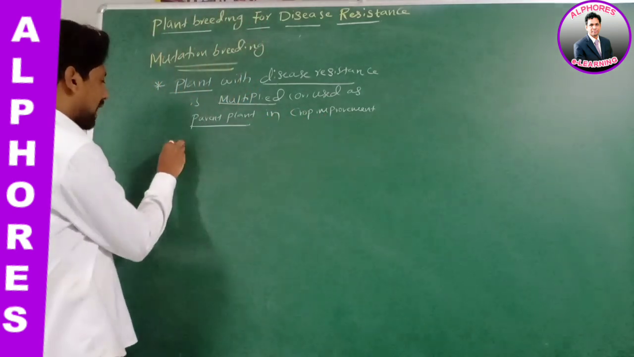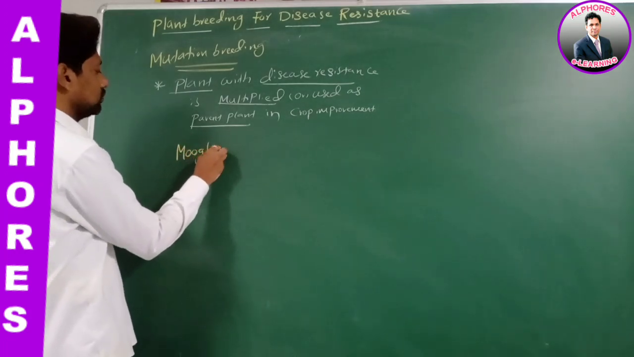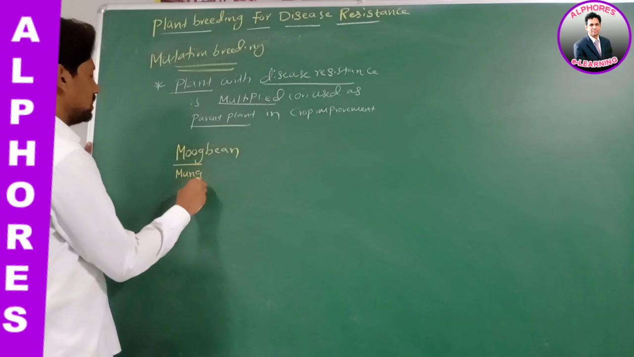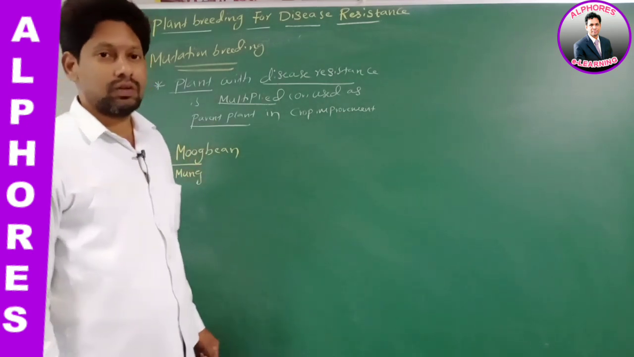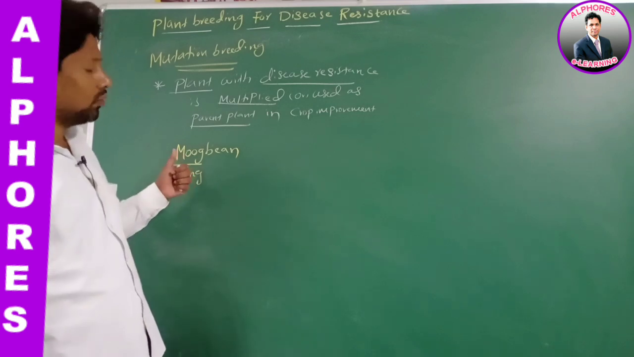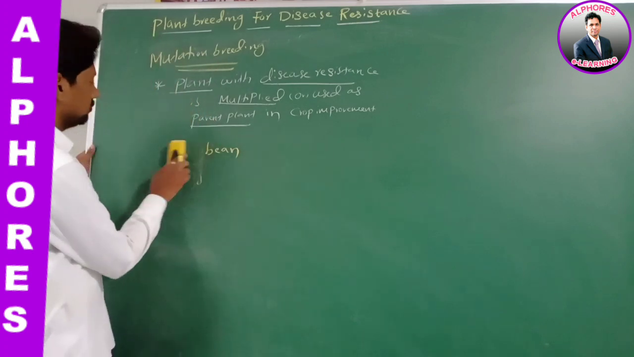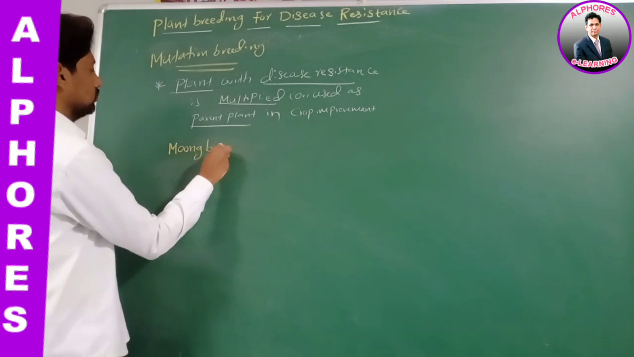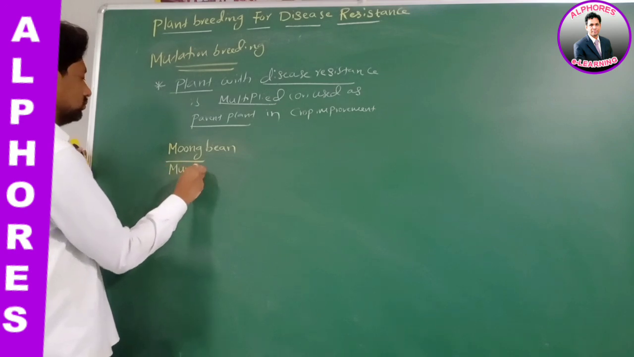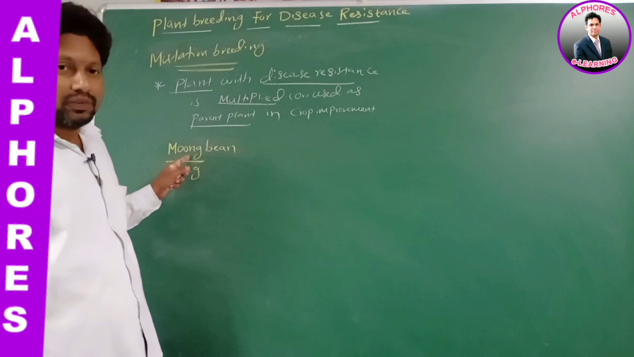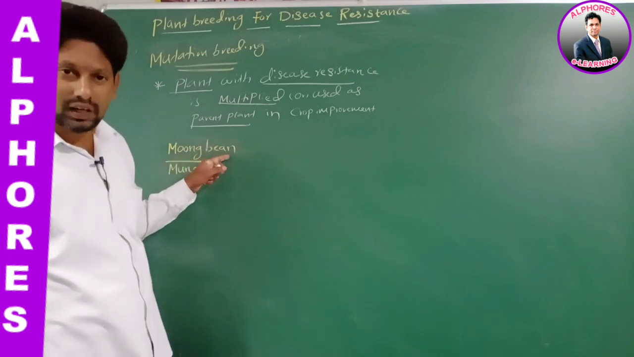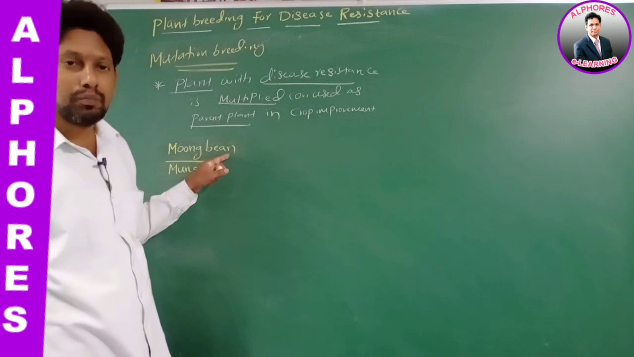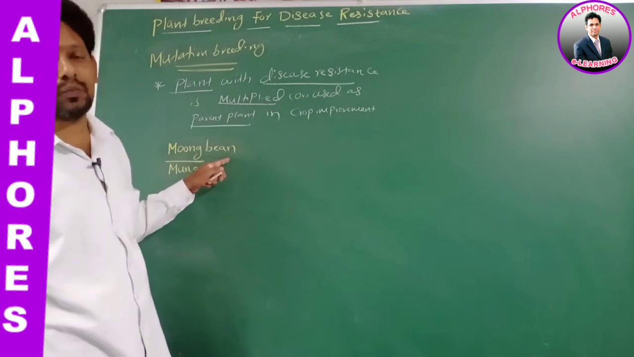Now listen to this statement. Sir, a plant by name Mung bean. What's the plant name? Mung bean. We can write this as M-U-N-G also, Mung bean. Which bean, sir? It is a Mung bean. In this Mung bean, resistance to yellow mosaic disease and powdery mildew disease are induced by mutations.